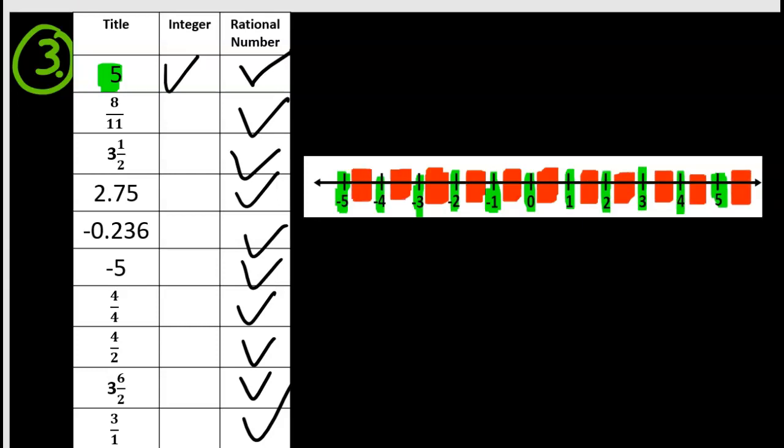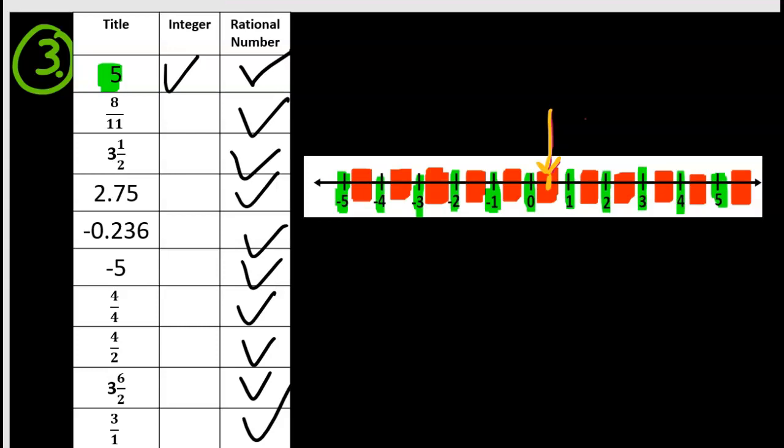For example, 1/2. 1/2 would go right about, let's see, we'll use this color. 1/2 would be right about here. Well, let's use a different color. Let's go yellow. There, that pops out. It'd be like right between 0 and 1. That's in the red. That's not in the green. So that's not going to make it. That is not an integer. Okay, it is a rational number because it's on here, but it's not an integer. So be careful. We'll talk about some more things.